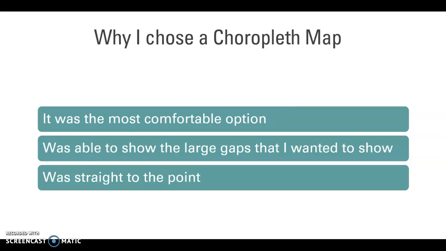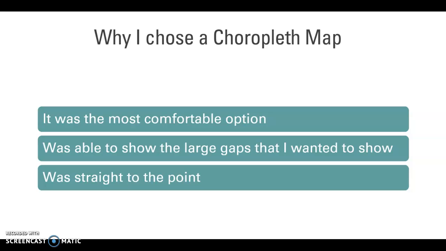For my actual map, as you saw in that first slide, I chose a choropleth map. It was definitely the most comfortable option. Looking at it, it's one of the easier ones to decide what I wanted to do with my color combinations and figure out what types of organizations I wanted to use to make it the easiest to read and perceive from a reader standpoint. Also, I was able to get my point across the best.